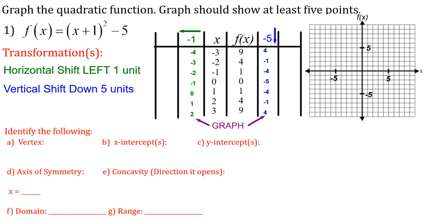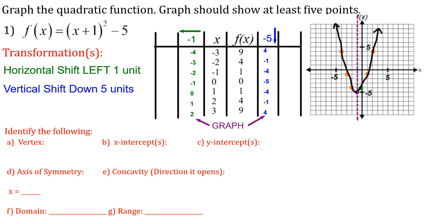So again, our graph is going to be generated with the coordinates of (-4, 4), (-3, 1), (-2, -4), (-1, -5), (0, -4), (1, -1), and (2, 4). And we can plot those points and see our function being developed. Again, that's how we started working with our transformation table on day 2.